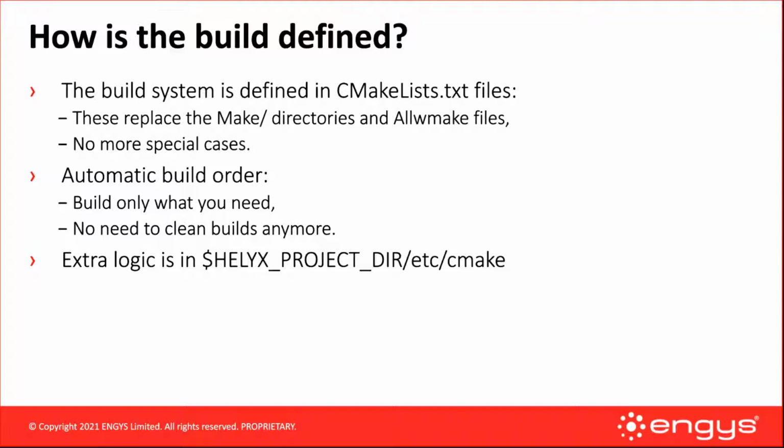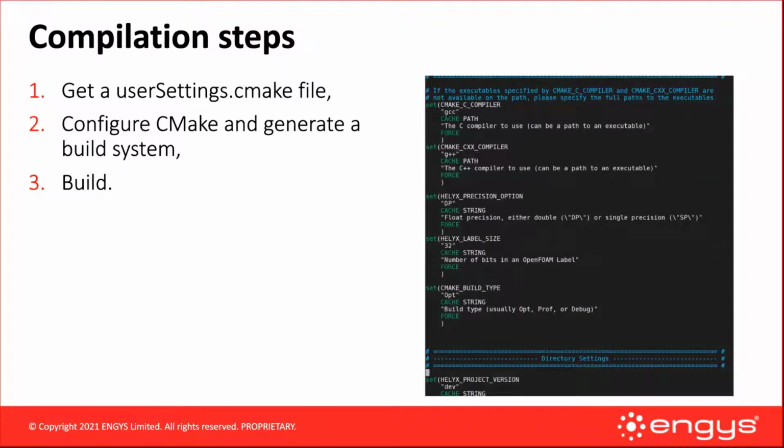So as well as the CMakeLists files, there's some extra logic in the etc/cmake directory, but again, users really aren't expected to have to touch this. So once you've got the source code, which contains the CMake system itself, the process of building breaks down into 3 stages. First, you need a user settings file. This, as the name suggests, is where your custom settings are kept.